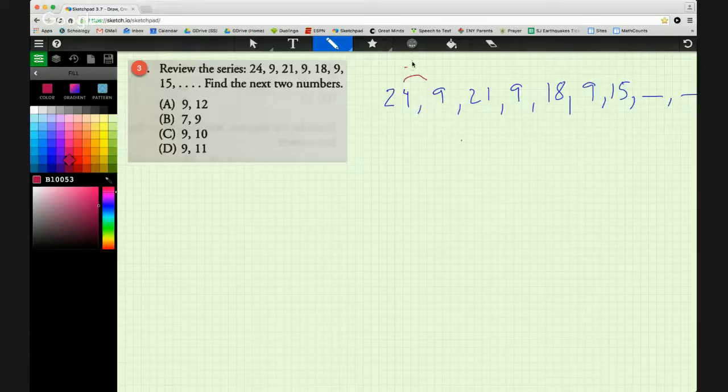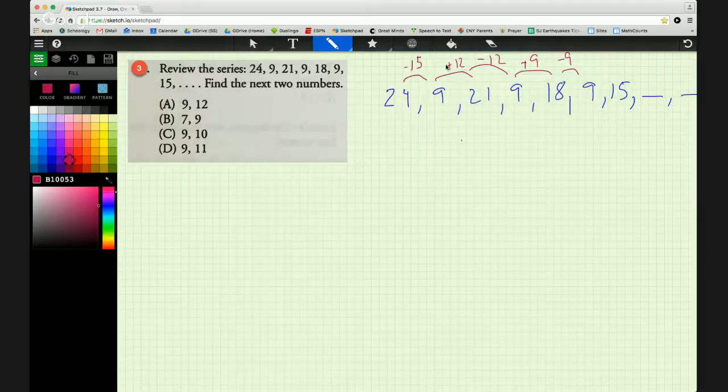So we're going to say, well, this is minus, and so we find the difference between each set of numbers. So we go minus 15, and then we go plus 12, and then we go minus 12, and then we go plus 9, and then we go minus. This is weird. I don't see a really good consistent pattern here.